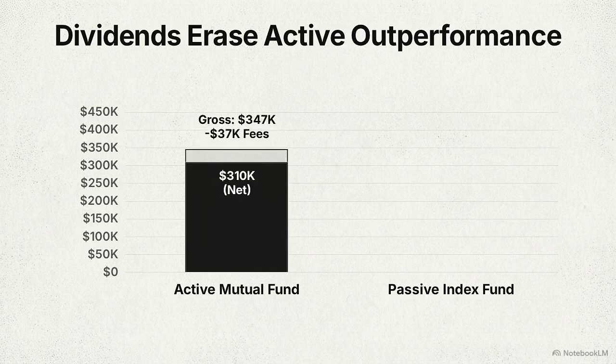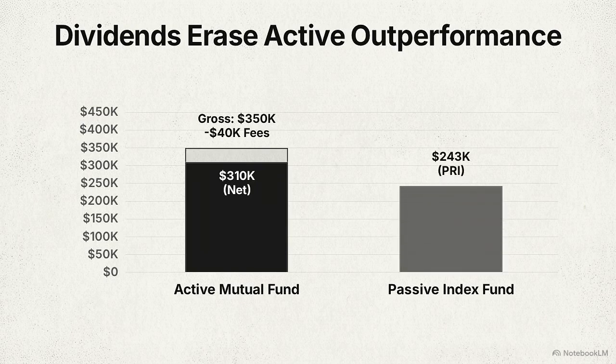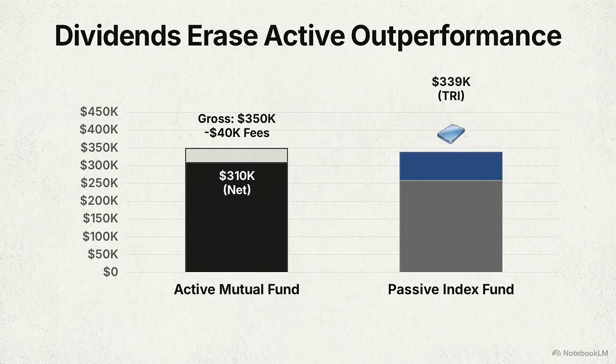Over a 10-year horizon, expense ratios can significantly erode compounded returns. Active funds often benchmark themselves against a price-return index, which excludes dividends, making their outperformance appear larger than it is. When we account for reinvested dividends in a total return index, the comparative performance often shifts.